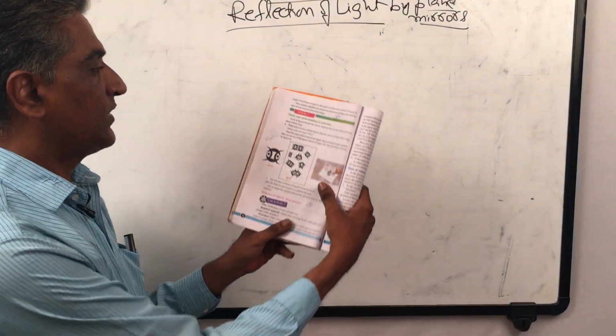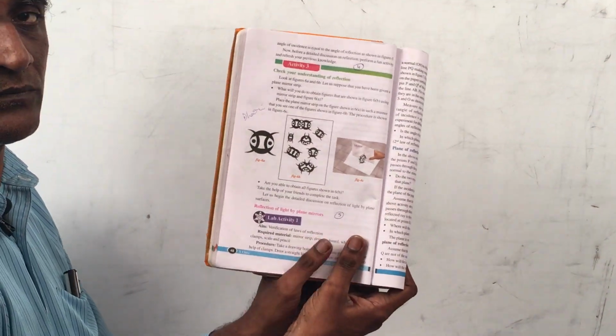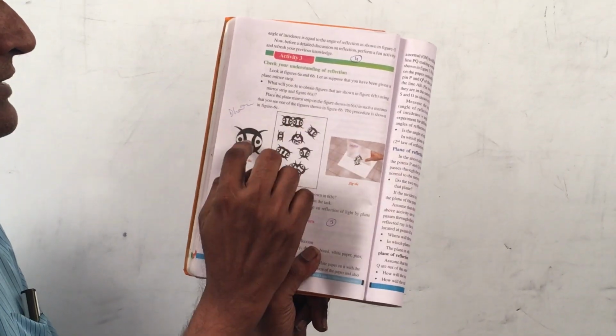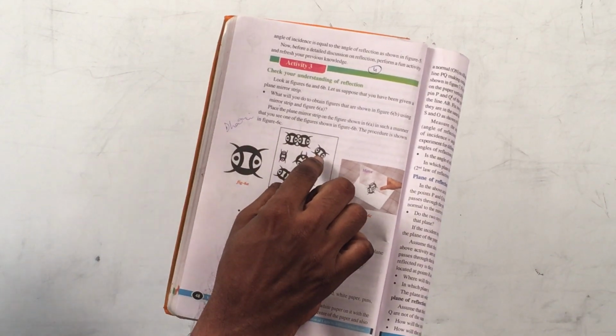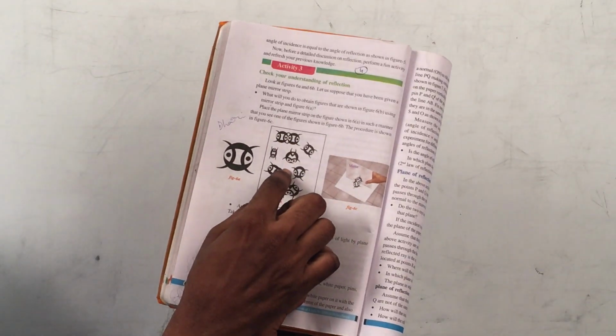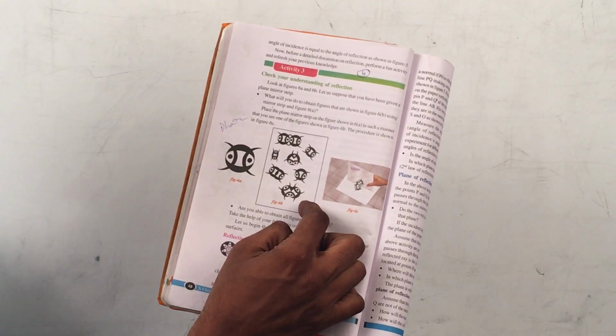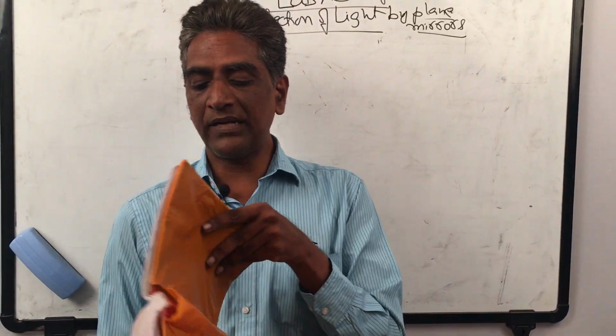Look at the figures 6a and 6b. You can just have a careful look. This figure has to come like this, inverted, like this. So how do you get these figures? That's all the lab activity. Look at the figures 6a and 6b.